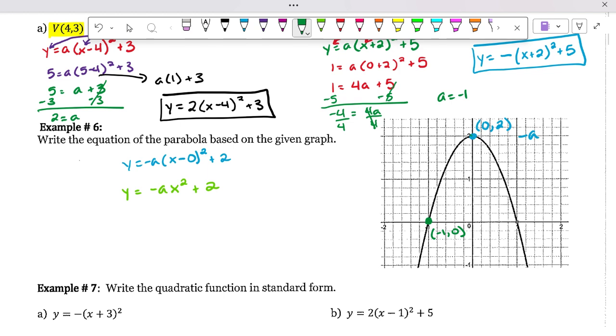So from 2, or from y equals 0, all right, not y equals 0, x equals 0, geez. I'm 1 away from that to get to -1. So I go 1 unit over. How many units did I go down? 2.